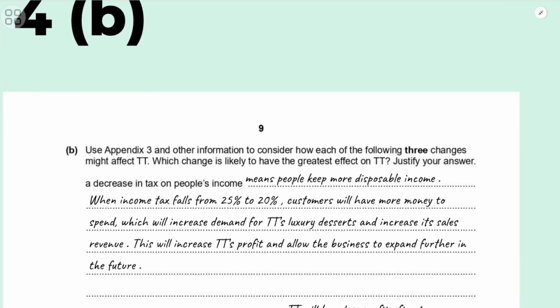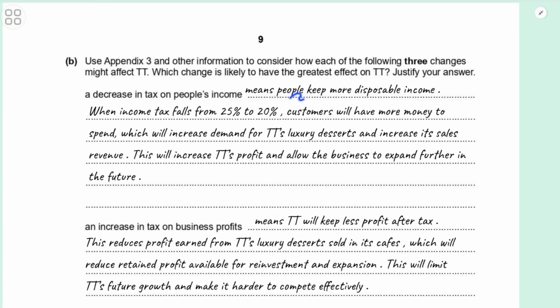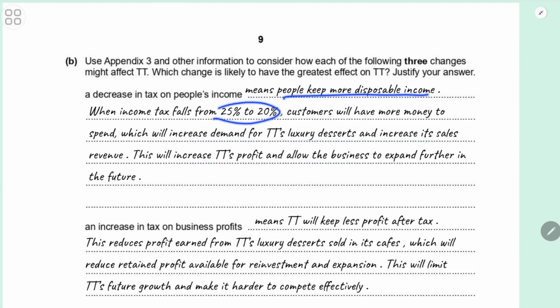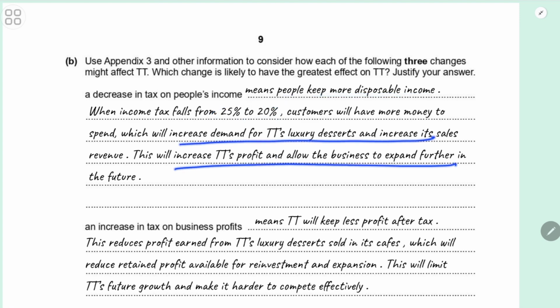Now let's look at model answers. A decrease in income tax means people keep more disposable income. When income tax falls from 25% to 20%, customers will have more money to spend, which will increase demand for TT's luxury desserts and increase its sales revenue. This will increase TT's profit and allow the business to expand further in the future. This paragraph includes clear knowledge, relevant application using a figure, and logical analysis developed into further analysis which meets level 2 criteria.